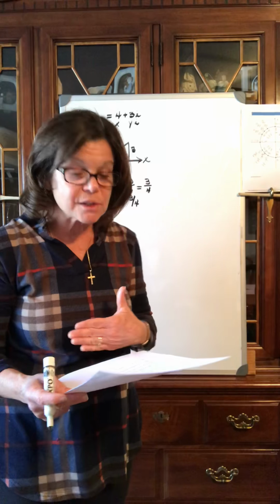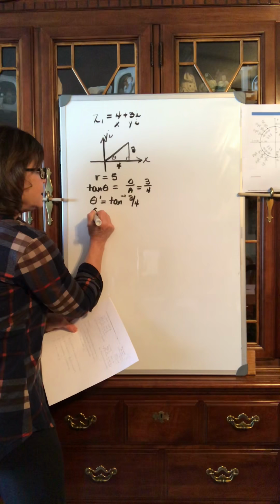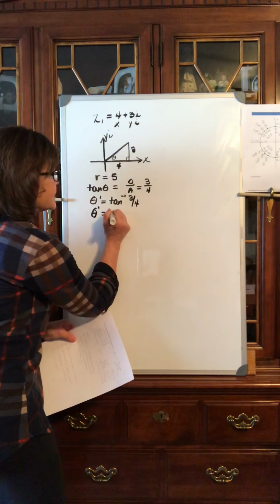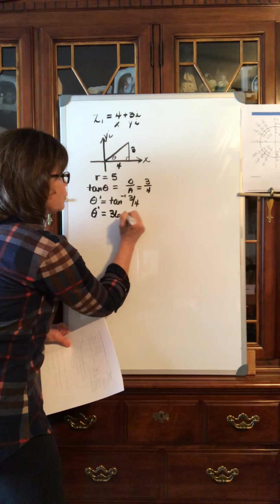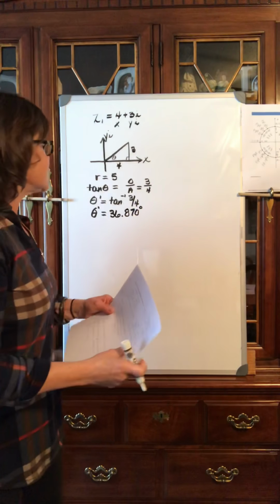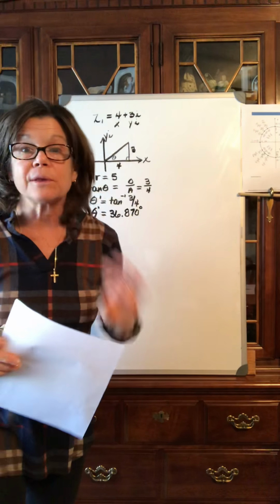I did this question, so when you're looking at my notes, please copy all the notes down, follow my notes. I use degree mode on my calculator, so pop your calculator into degree mode, do second tangent 3/4, and I'm just going to give you the rounded value. Theta prime turns out to be 36.870 degrees. And because the triangle is in quadrant 1, we don't have to move that into another quadrant. We're going to use our theta prime.